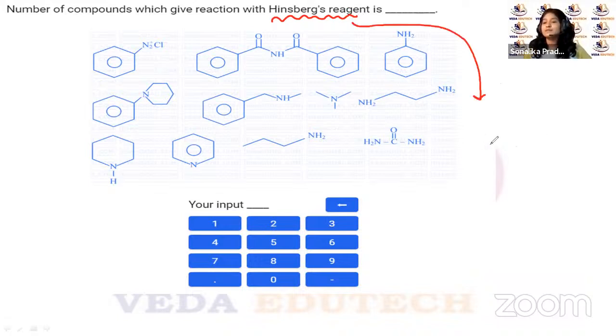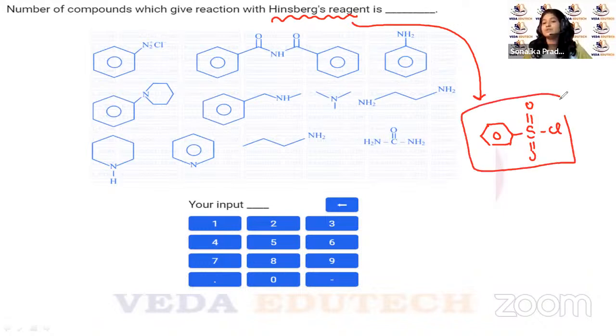So what is Hinsberg reagent, children? It's benzene sulfonyl chloride, right? So this is your benzene and we have sulfur, 2 oxygens and chlorine. So this is going to be your Hinsberg reagent.